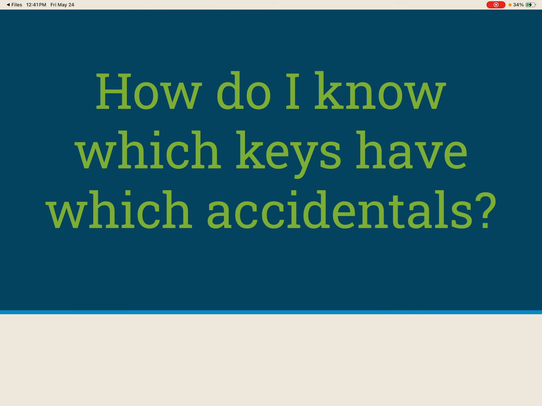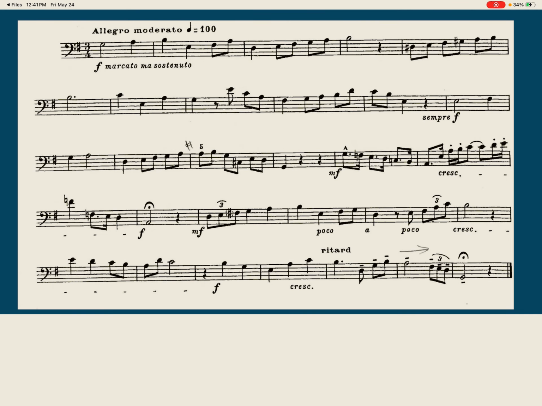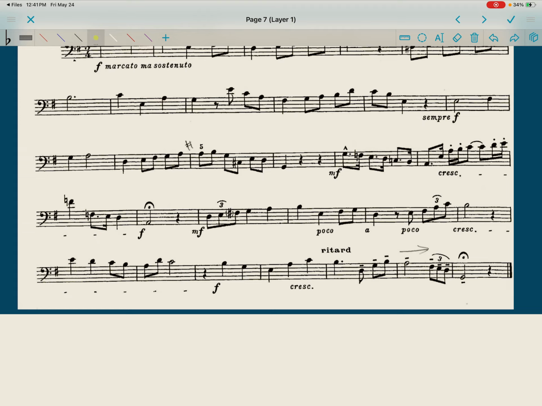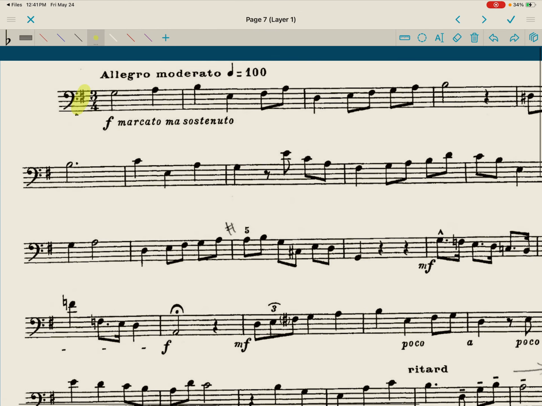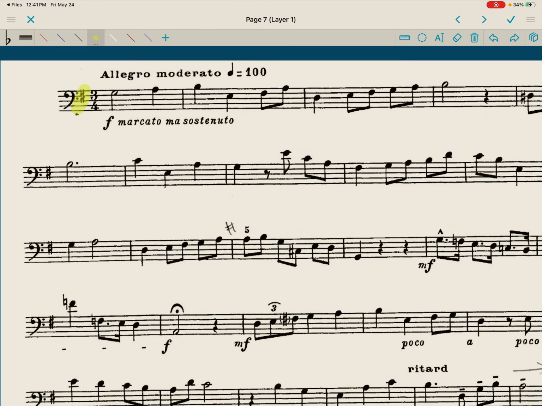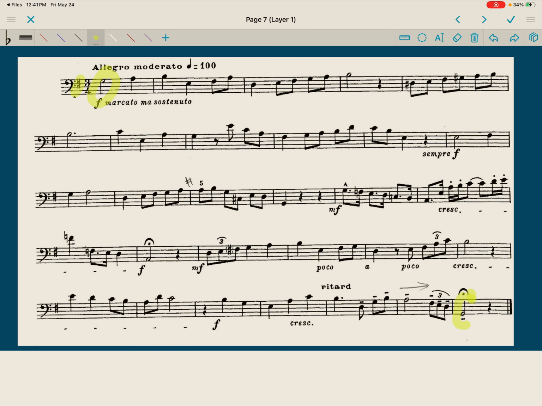So how do I know which keys have which accidentals? Which is a great question. So we're going back to this example again because it's a good one to help us learn. I want you to look over here. We have 1 sharp, right? And I want you to look at the first and the last note of this piece. The first note we have is a G, right? And the last note we have is a G. So typically the pieces that we're looking at will always start and end on the note that is tonic, which in this case is G. And that's true because G major only has 1 sharp.